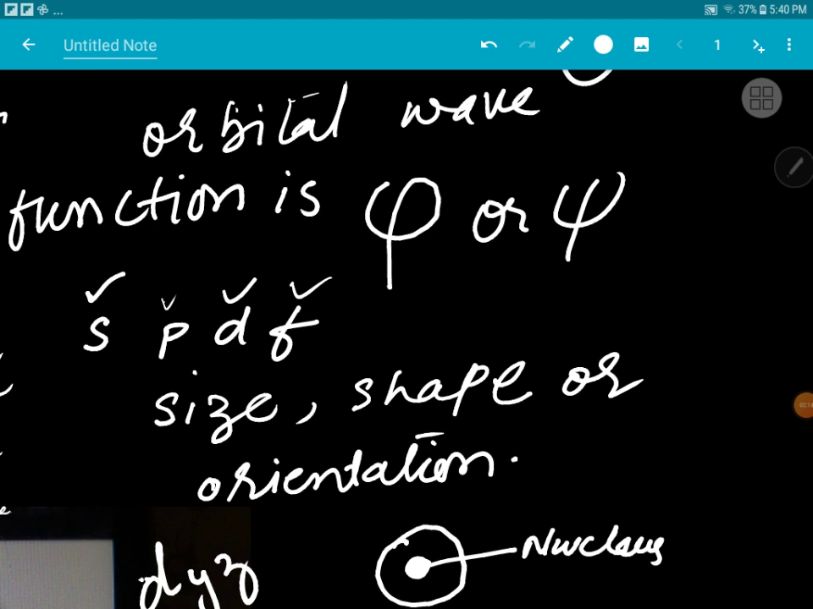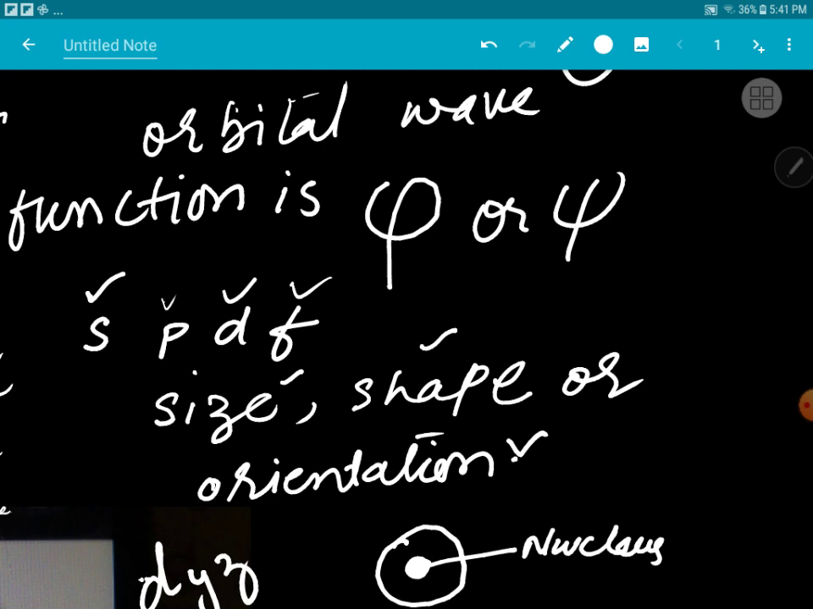The orbital wave function is denoted by psi, and it represents the probability of finding an electron, or it is used for representing the coordinates of an electron. According to the quantum atomic model, an atom can have many possible orbitals: s, p, d and f. These orbitals can be categorized on the basis of their size, shape and orientation.